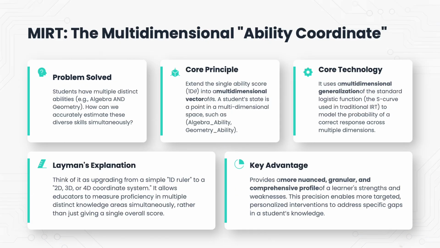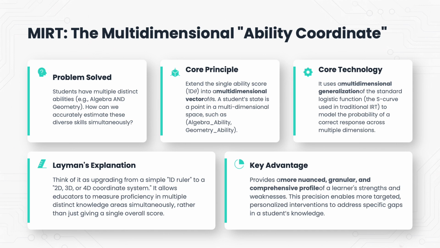Now, what if a test measures more than one skill? A math test might cover both algebra and geometry. This is where multidimensional IRT, or MIRT, comes in. MIRT takes the core idea of IRT and expands it. Instead of a single ability score, theta, we now have a vector of thetas, one for each skill being measured. It's like upgrading from a simple ruler to a full coordinate system. This allows us to create a much richer profile of a student, pinpointing exactly where their strengths and weaknesses lie across different knowledge components.